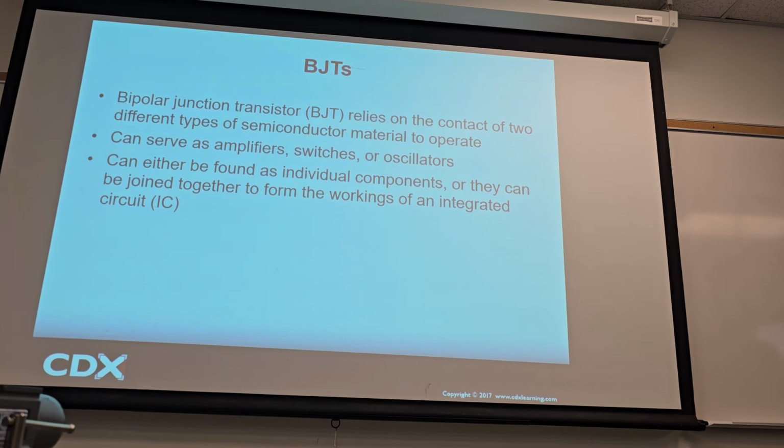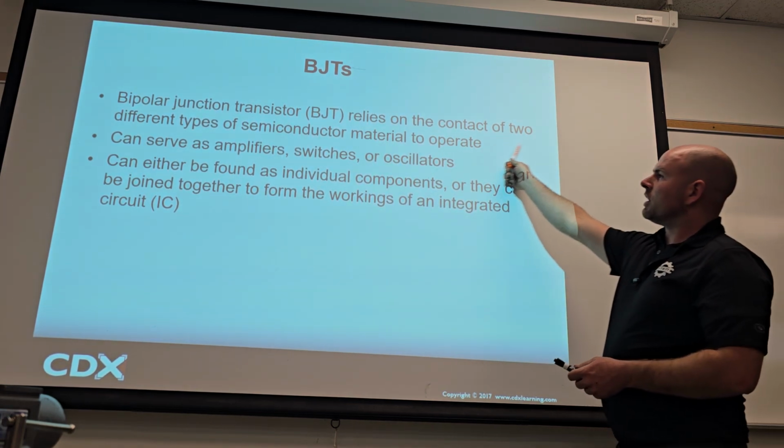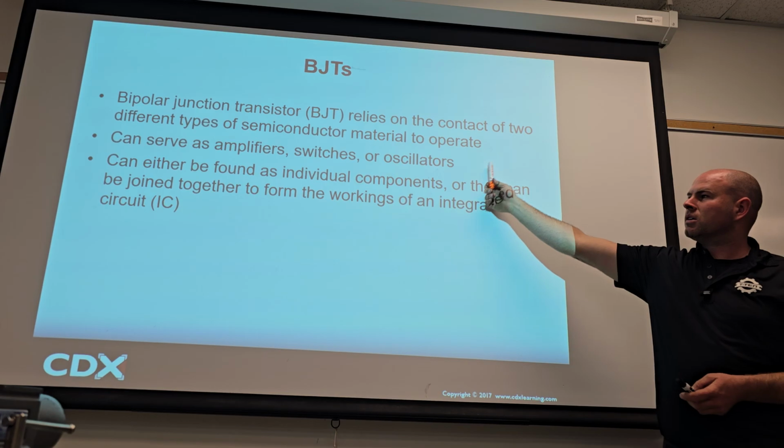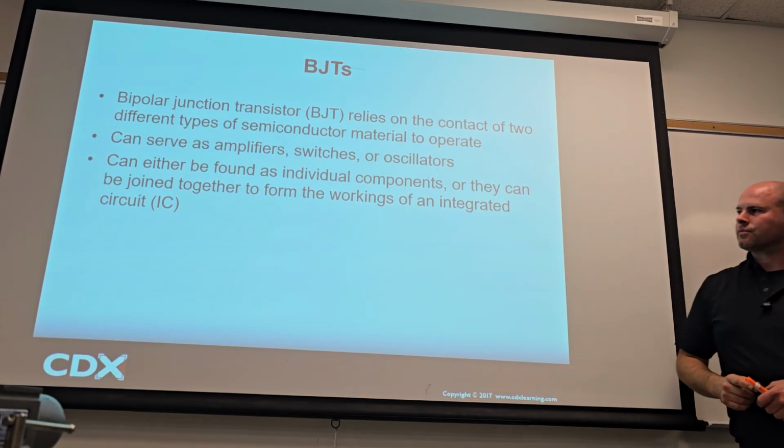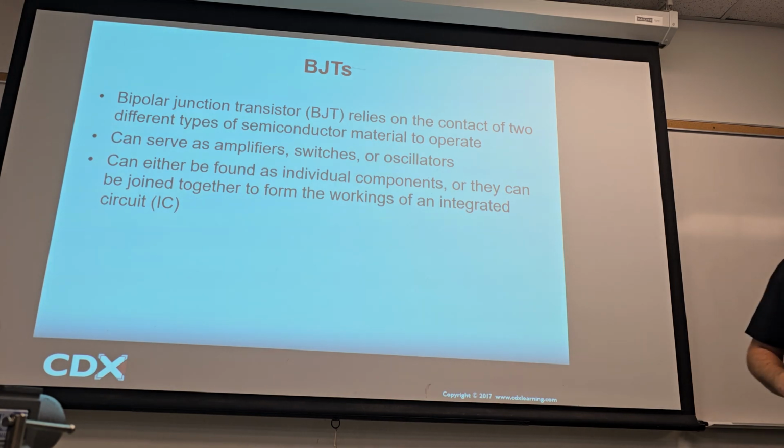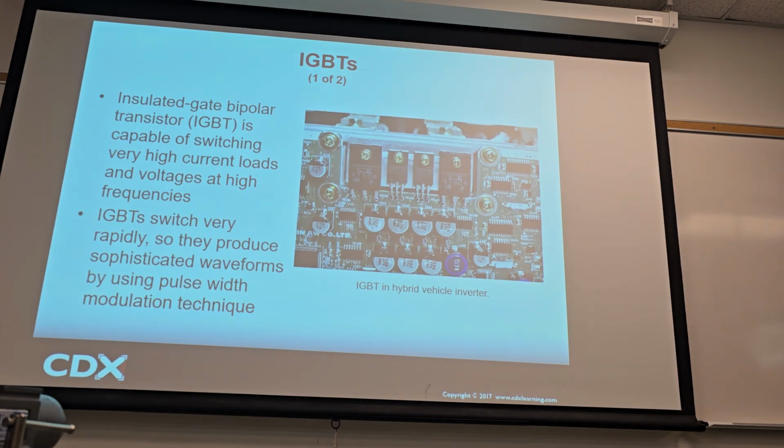And another type, the BJT. So like we were saying, the bipolar junction transistor is going to rely on the contact of two different types of semiconductors. So kind of similar. We could use it as an amplifier, switch, oscillator. And then they can even be joined together to be an integrated circuit. So kind of similar to me.